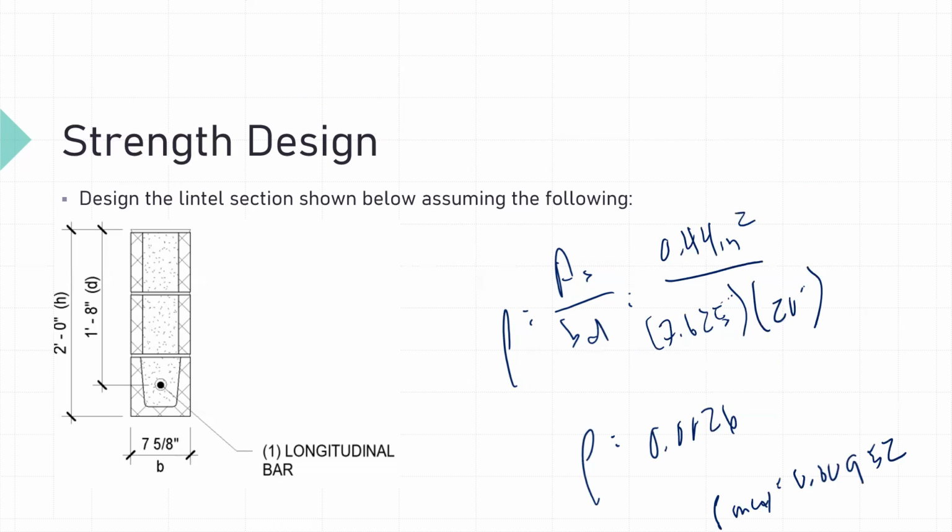So we do not have too much reinforcement in our beam. So rho max is much greater than the actual rho that we have. So we don't have too little reinforcement. We don't have too much reinforcement. We meet our flexural design requirements. And so for this particular problem with a 3-course lintel and those applied loads, we can make it work with one number 6 bar.